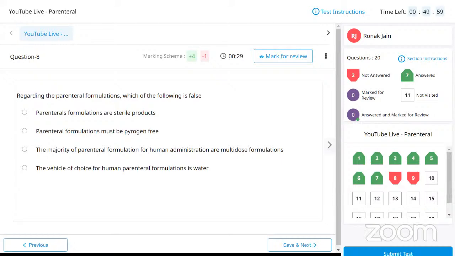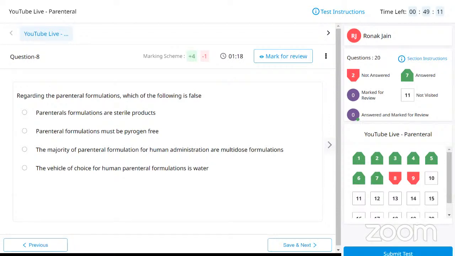The second says parenteral formulations must be pyrogen free. Yes, true again. It should not have pyrogens, because pyrogens may lead to side effects. So obviously parenteral formulations should be pyrogen free. The third one says the majority of the parenteral formulations for human administration are multi-dose formulations. I kind of disagree with this statement, but let's check the fourth one also. The vehicle of choice for human parenteral formulation is water. This fourth statement is correct because the blood inside the body is water miscible, so the vehicle of choice is water. So the false statement here is the third one.